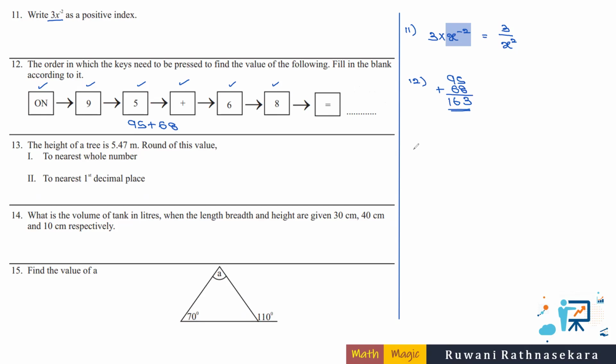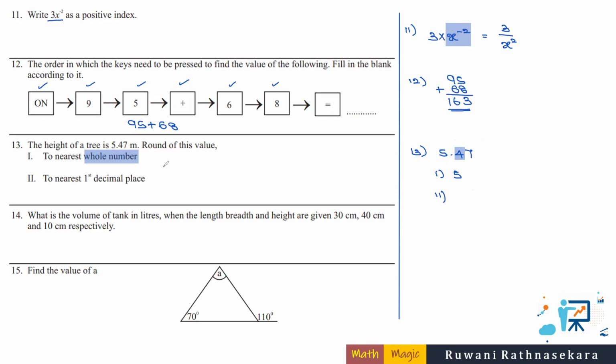Right. The 13th question is to round off 5.47 to the nearest whole number, then to the nearest first decimal place. When you round off a number to the nearest whole number, there cannot be a decimal part. Therefore, you observe the first digit in the decimal part. Here it's 4, which is less than 5. Therefore, you can simply disregard the decimal part. The answer will be 5, as 4 is less than 5.